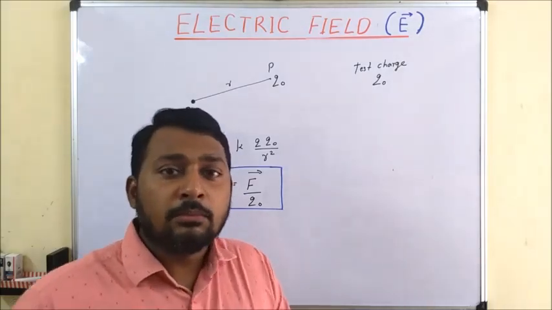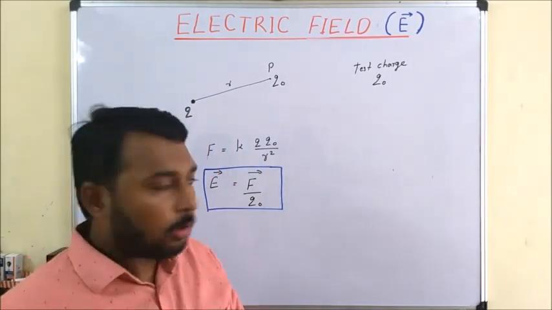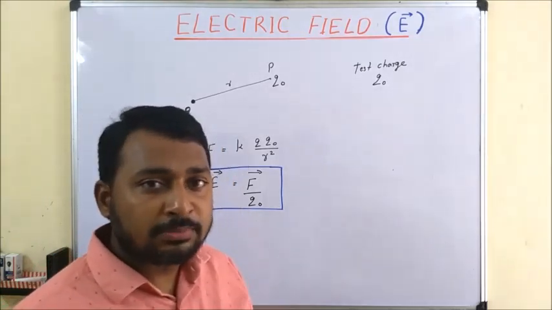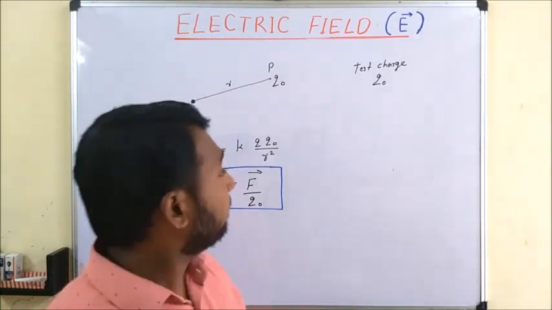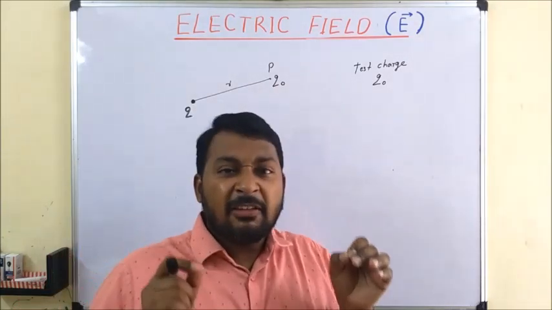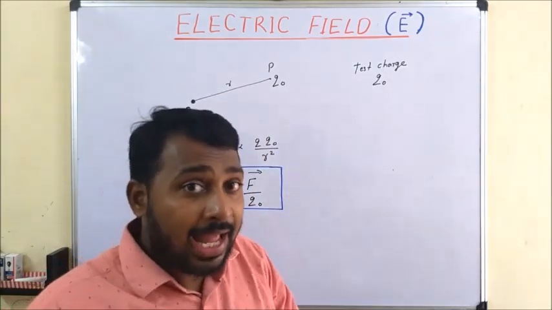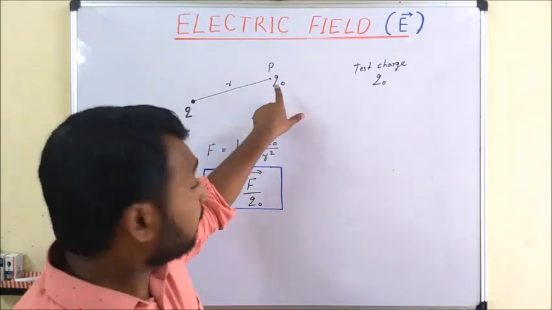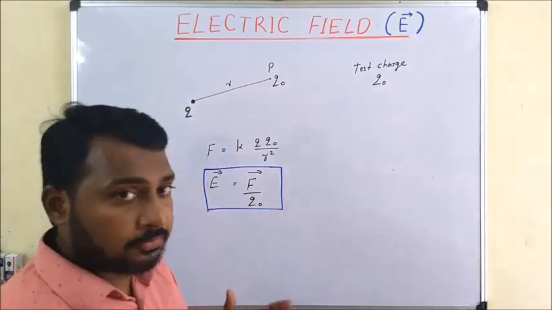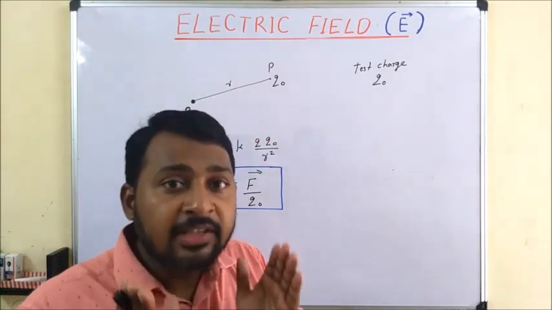I need to tell you something more about the test charge Q naught. As I told you already, it's a test charge. The purpose of this charge is simply to test the presence of electric field at this point. This Q naught must be a very small charge, and the presence of Q naught should not disturb the electric field of the given charge. So remember, Q naught should be very small.